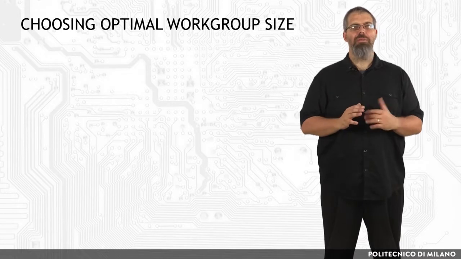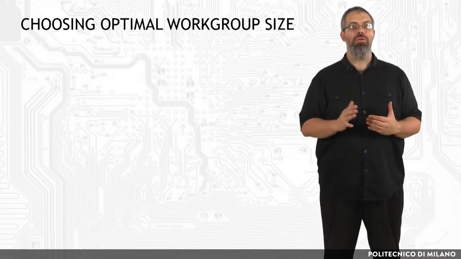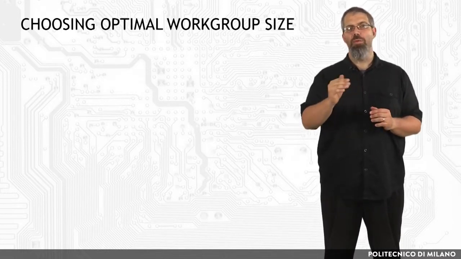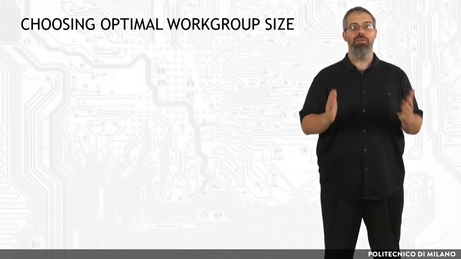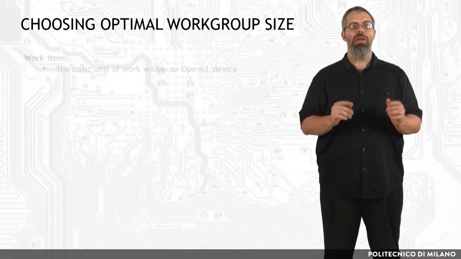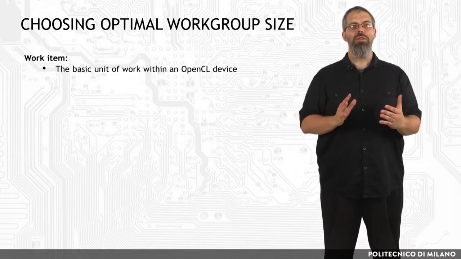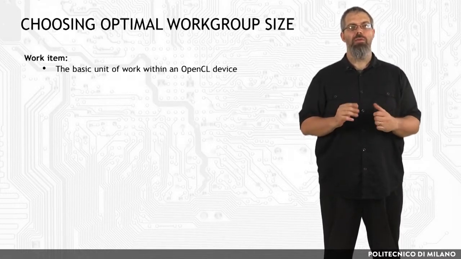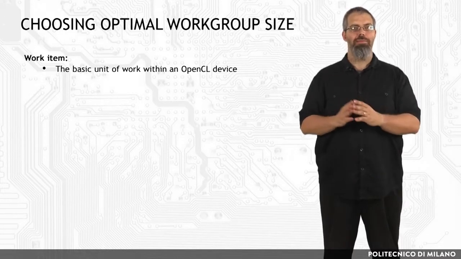Let us now see the impact of being able to choose the optimal workgroup size. As we know, OpenCL computational model is built around the logic abstraction of work item and workgroup. Just as a reminder, a work item is the basic unit of work within an OpenCL device, while a workgroup is a group of work items.